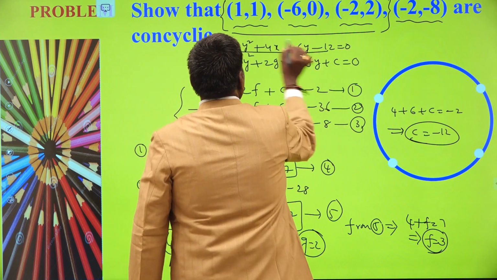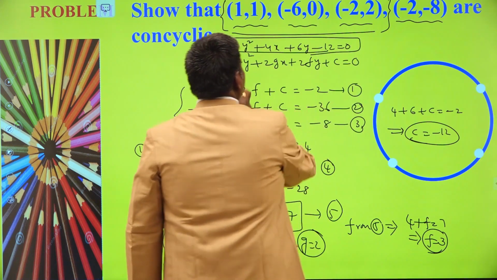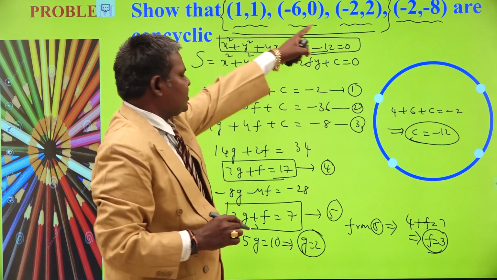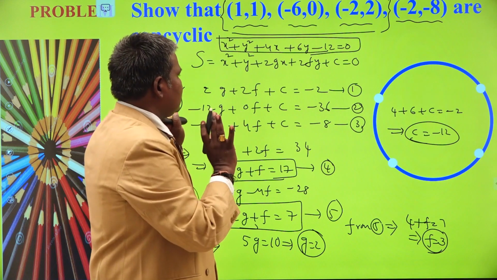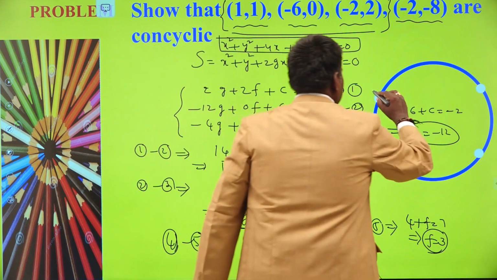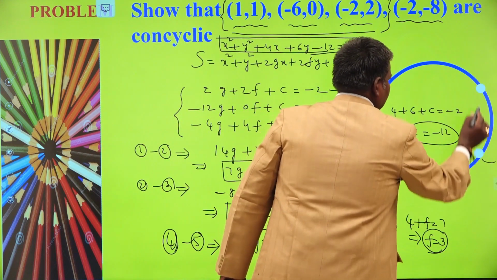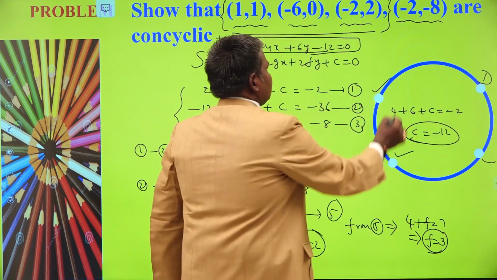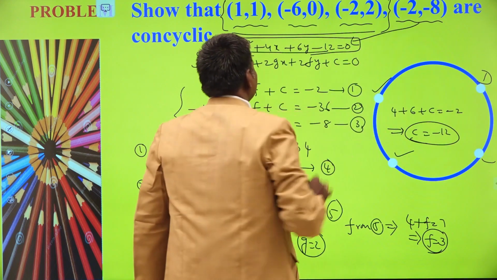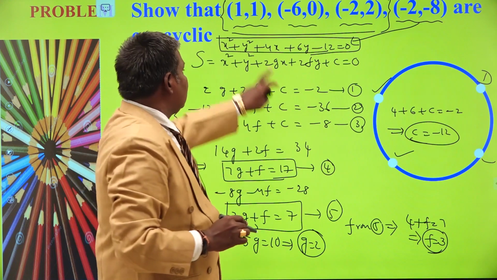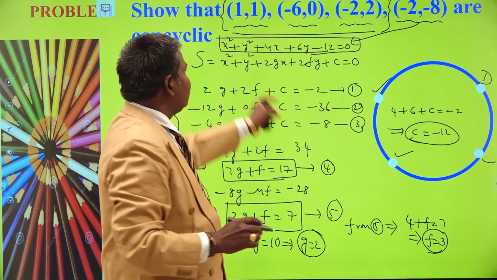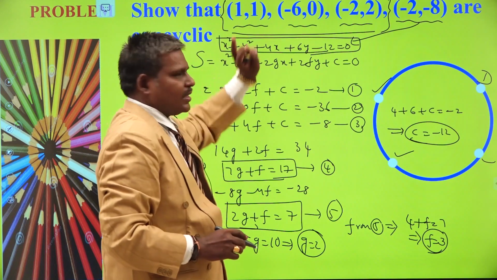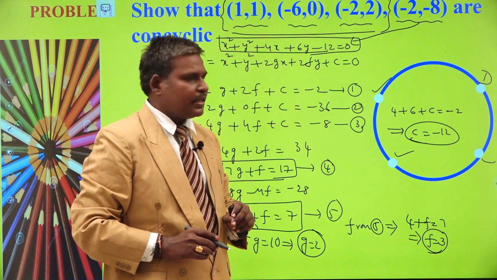This is the circle passing through the 3 given points, the first 3 points, say A, B, C. This is your D. Substitute the 4th point. If that point also satisfies this equation, we say that these 4 points lie on the circle.